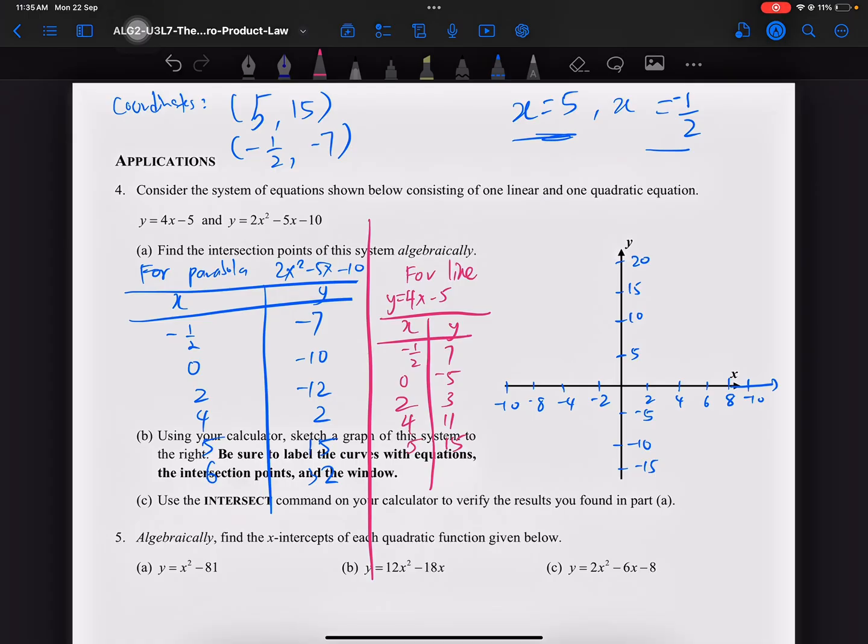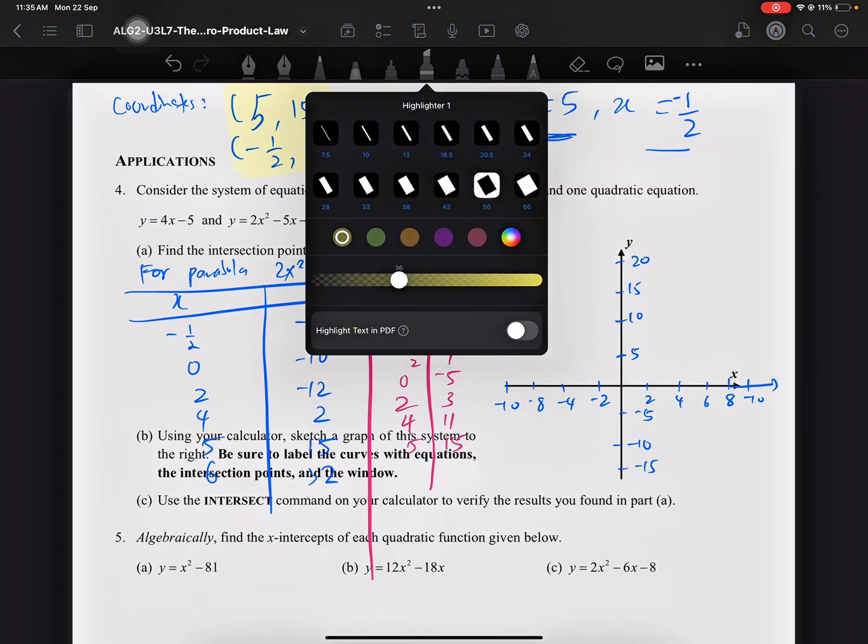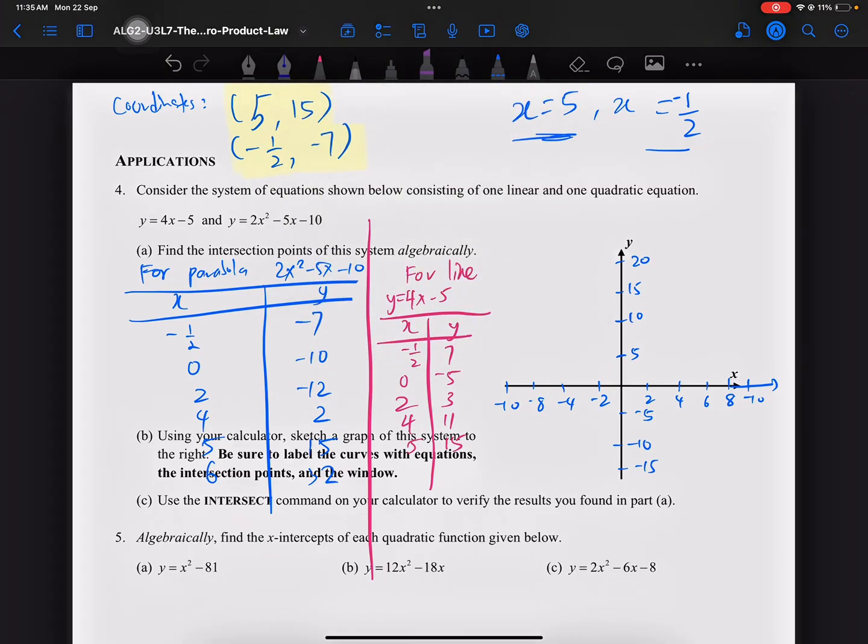Okay, now you can see that my intersection point is here, right? And from the table, the intersection is 5, 15. Yes. Negative half, negative 7. Next, for the line, negative half, negative 7 and 5, 15. Yes, this is my intersection point. I already proved that. Then I need to draw the graph.